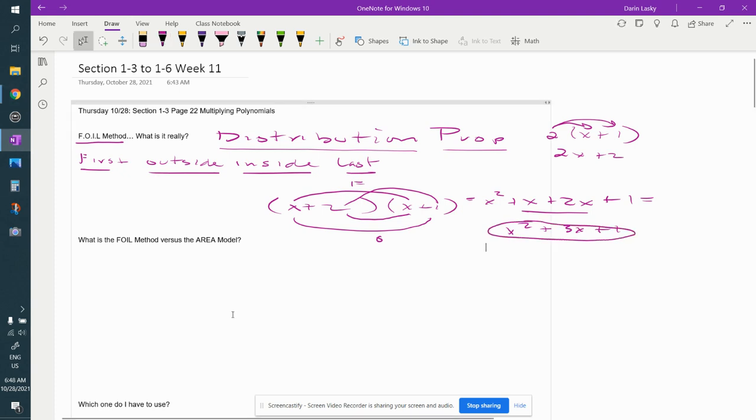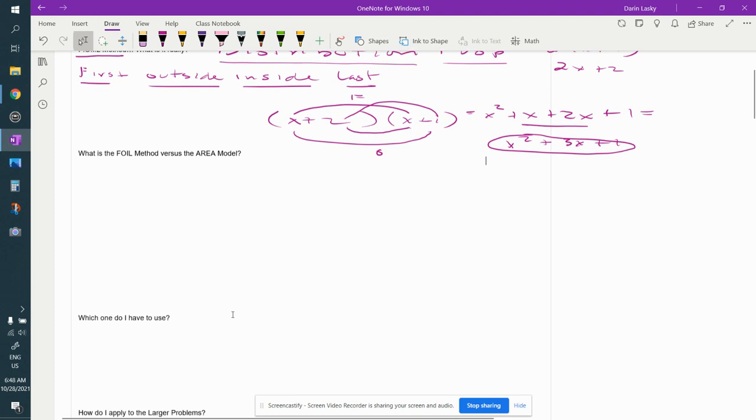So you'll see as you guys do different types of math, there's the FOIL method and the area model. So let's just pick the problem they give us here in example 1. So this is example 1, and that is on page 22. So we're on page 22 of your book right now.